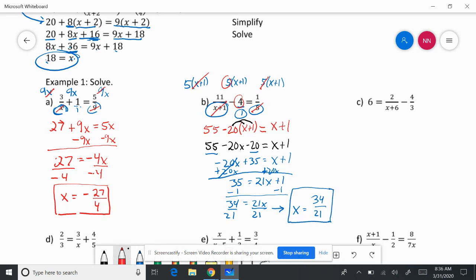Now, looking at letter C, once again, the same process. I look at my common denominator. x plus 6, 3. This right here would be 1. So my common denominator is 3 times x plus 6. With the first one, nothing cancels. 3 times 6 is 18.